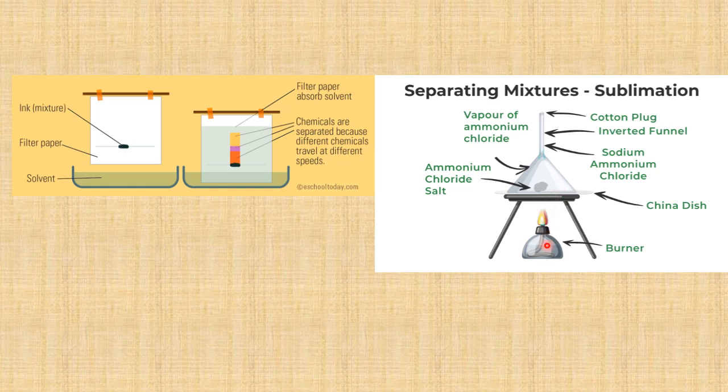So what happens is that once we burn this mixture, the ammonium chloride will turn to vapor, and once it gets here, it cools down and turns to solid. So it will precipitate here, while the other substance that doesn't sublime will remain right here, separating the two substances.